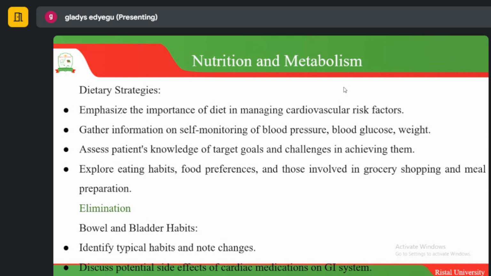Then assess the patient's knowledge of target goals and challenges in achieving them. As you talk to him or her about monitoring blood pressure, find out whether he has a challenge, maybe he has no BP machine at home, or the place where he goes to check his BP is far. So try to talk to this patient and help him get a reliable solution on how he can monitor his vitals. Then the blood glucose is very key, because some of these conditions are caused by diabetes, so they should know their blood glucose.